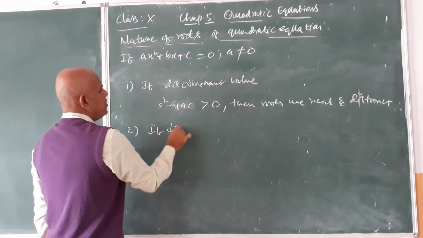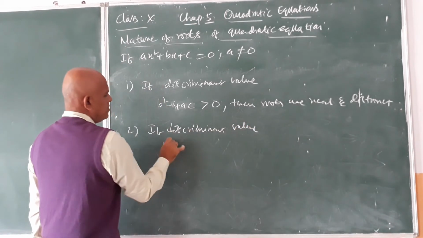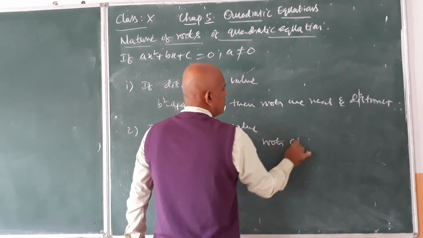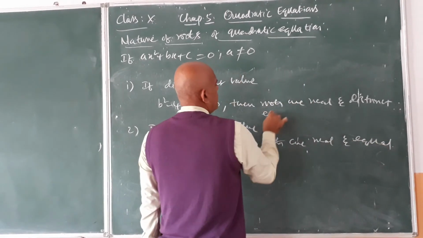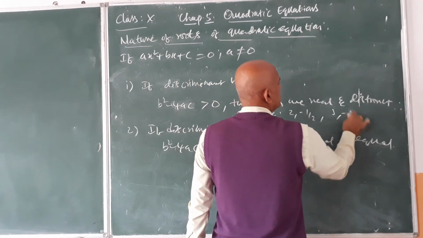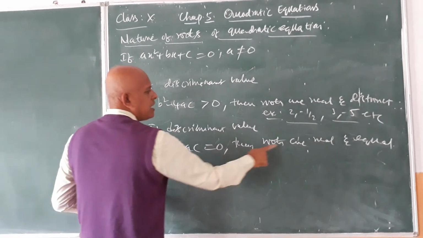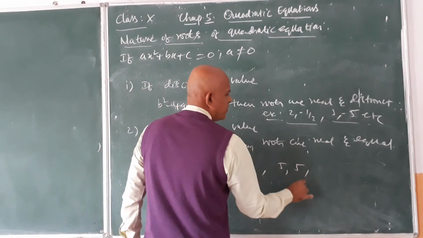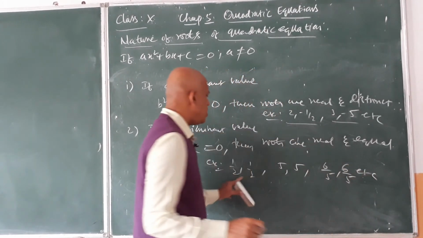If the discriminant value, that is b square minus 4ac, is equal to 0, then roots are real and equal. For example, real and distinct means 2 comma minus 1 by 2, 3 comma minus 5, etc. Two different roots or any fraction value. Now roots are real and equal means, for example, 1 by 2 comma 1 by 2, 5 comma 5, 6 by 5 comma again 6 by 5, etc. Both are real and equal.